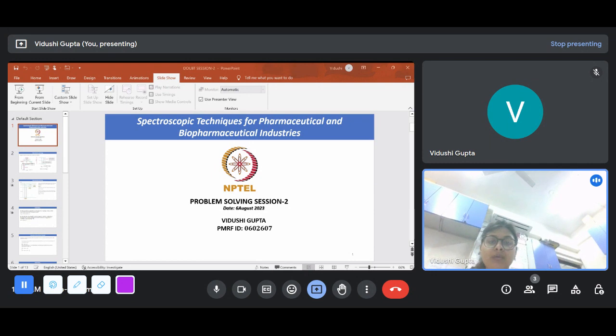So lambda will be calculated from this formula: 1 by wavelength is equal to R into 1 by n1 square minus 1 by n2 square. So what will be the values of n1 and n2? Now in the question they are asking about the second line of Balmer series. We discussed earlier that in Balmer series the transition is from a higher orbit to the second orbit.